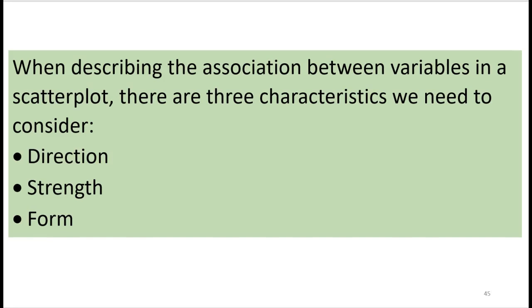Looking at the plot, we can quickly see that as the number of bricks in the set increases, so does the price. Notice that by describing the relationship we see in the plot, we are describing the association between the number of bricks and price. Recall from earlier that two variables are associated if values of one variable exhibit a pattern with values of the other. So how can we describe the associations that we see in scatter plots? When describing the associations between variables in a scatter plot, there are 3 characteristics we need to consider: direction, strength, and form.